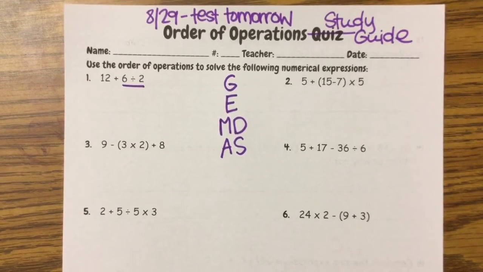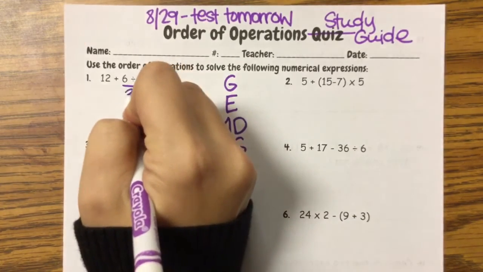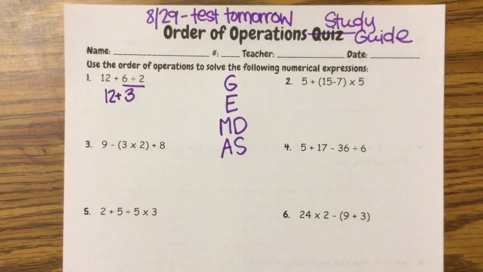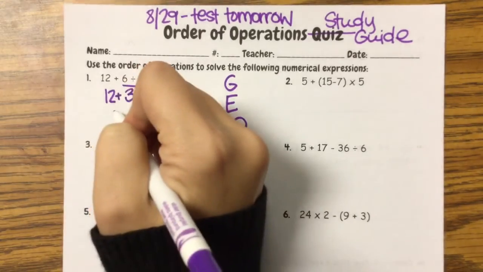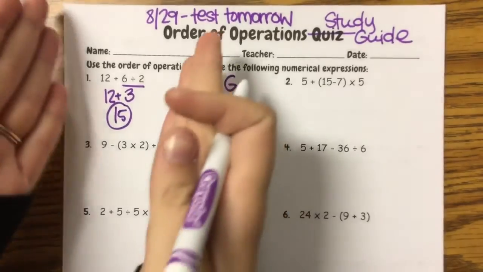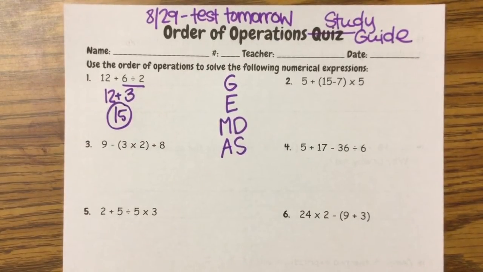And what is 6 divided by 2, class? 3, not 6 times 2. 6 divided by 2 is 3. I write it underneath and I copy everything else. Now all I have left is 12 plus 3, so what's my answer? 15. I have one answer. I have an ice cream cone that has formed with my answer at the tip. That was an easy one.